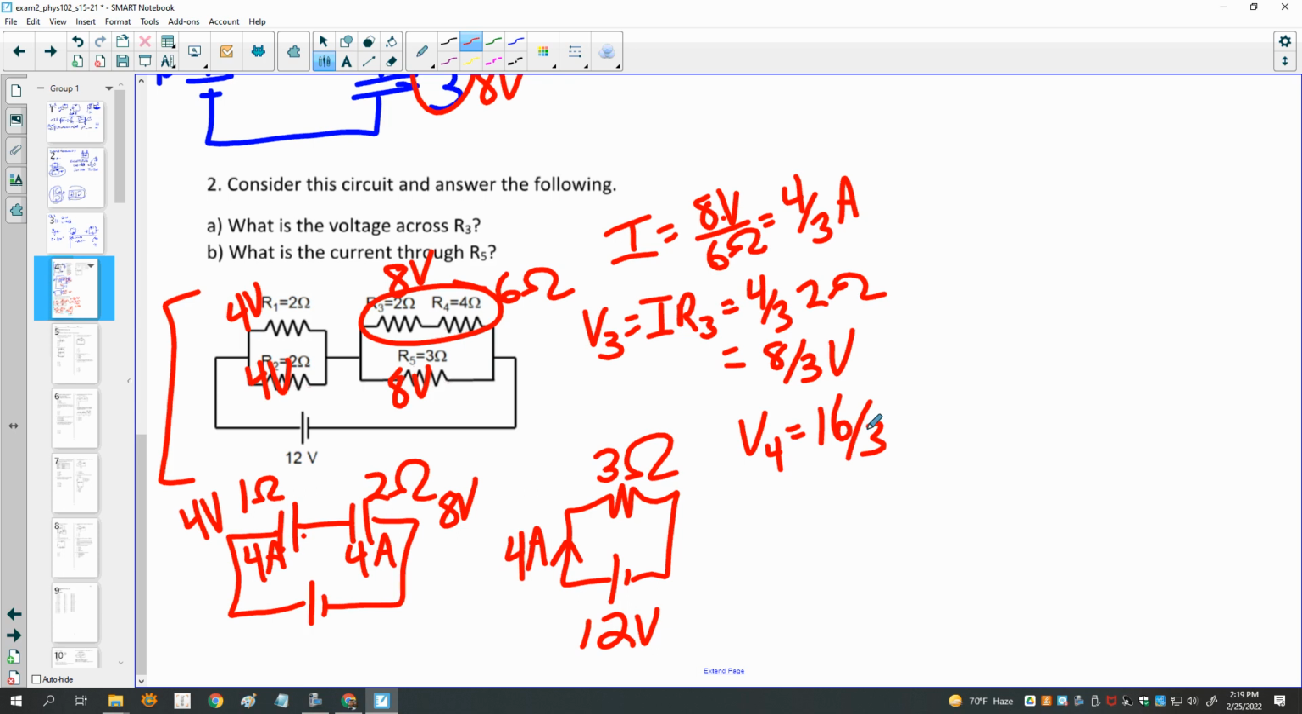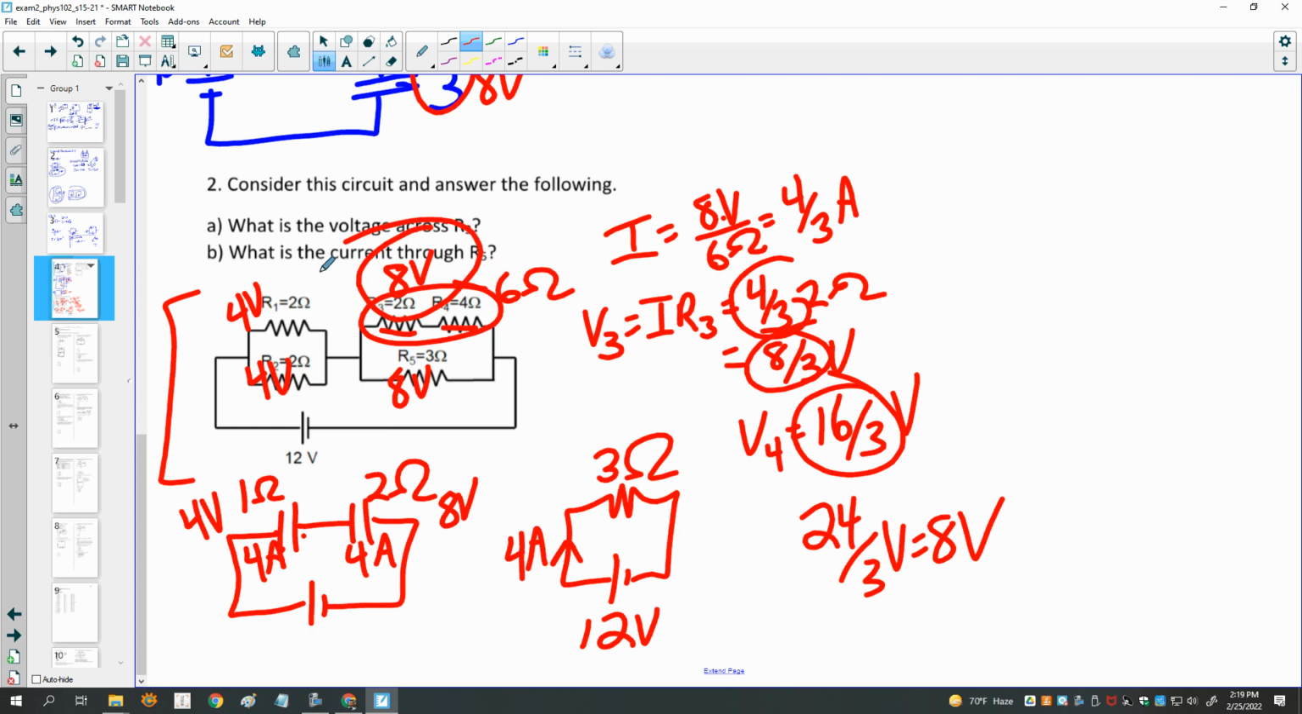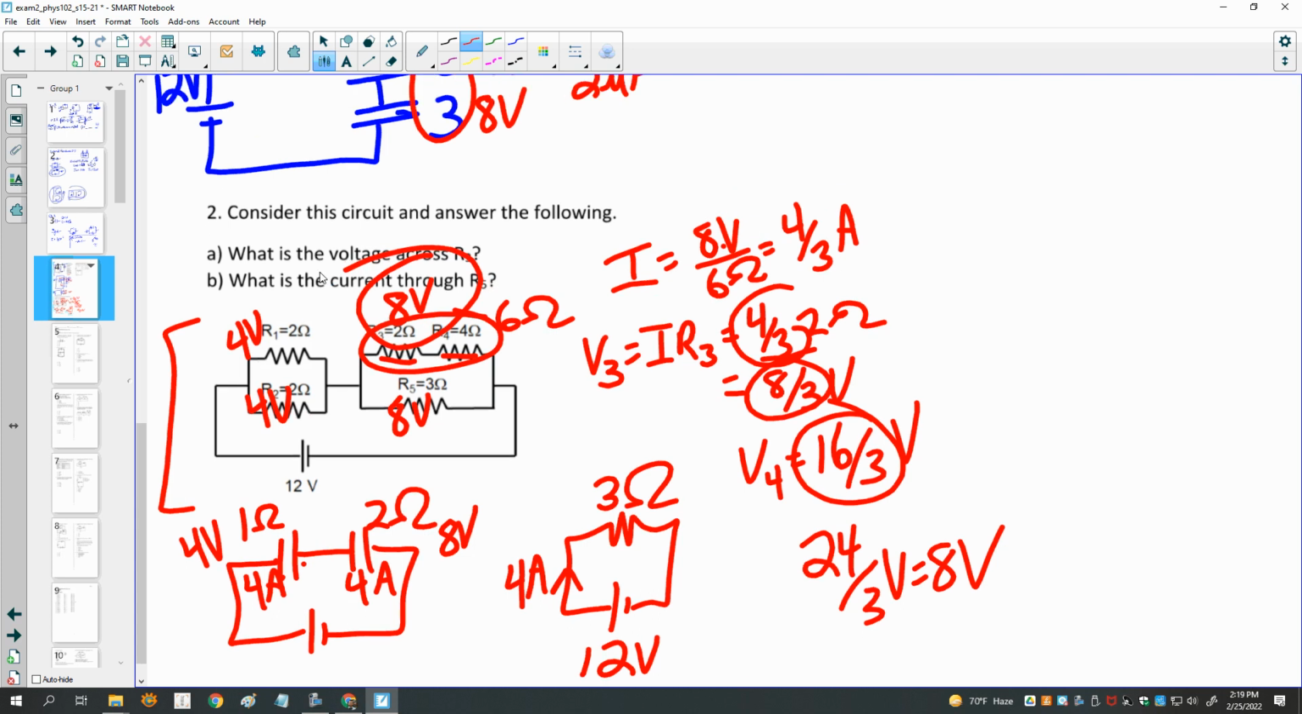Did I do that right? Let's see. 4 times, yeah, 16/3 volts. And then the combined voltage across these two resistors will be 8/3 plus 16/3, which is 24/3 volts, which is equal to 8 volts, which is what you had across both resistors, but since they're in series, they split it up. Okay, so you're going to have a question like that.